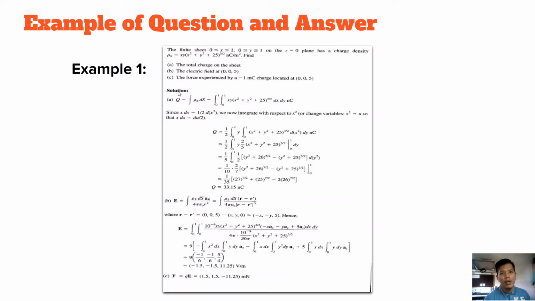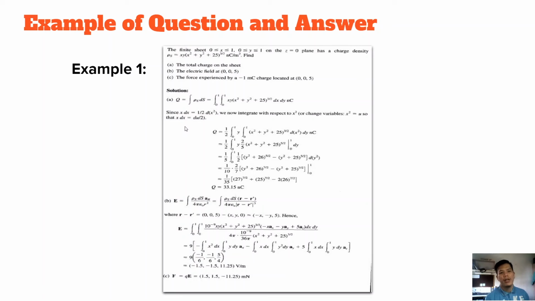So for A, total charge on the sheet. The formula is Q equals to the integral of ρS dS. ρS is given from the question, which is this. So dS equals to x dy dx. So that we just create this equation. So dx limit is 0.1, dy limit is 0.1 also. So this is the equation.